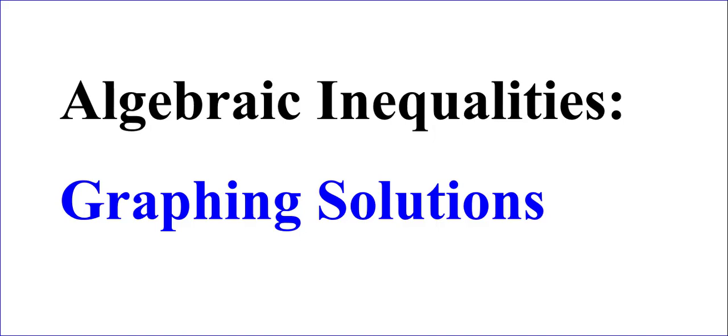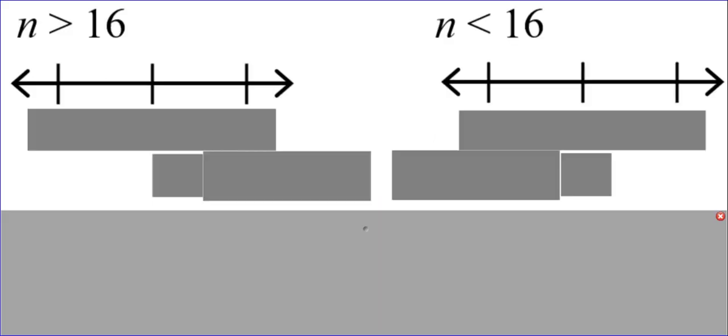Algebraic inequalities, graphing solutions. All right, so let's look at some examples right away and try to make sense of how we graph on a number line the solution to an algebraic inequality. Let's start with the one that we have here on the left. We have n greater than. That's right, you have to know which symbol means what. The one that looks like the L, which I'll highlight for you in green over here, is the less than symbol. But the one I have highlighted over here in yellow, that does not look like an L, is the greater than symbol. So here in yellow, n is greater than 16.